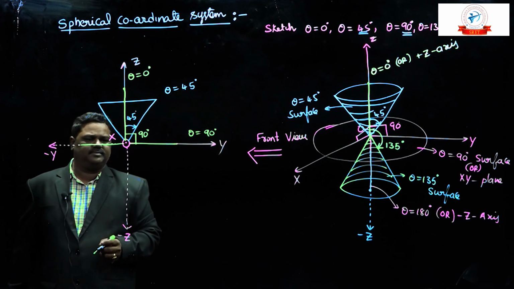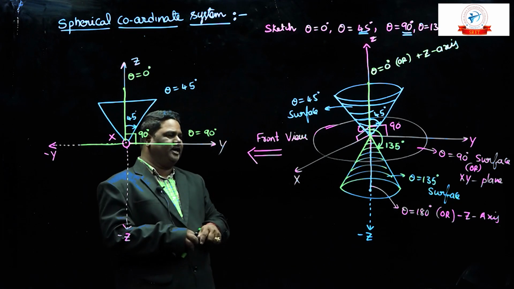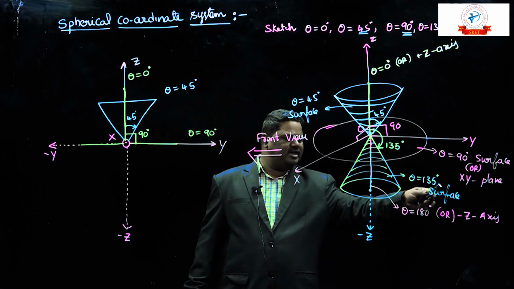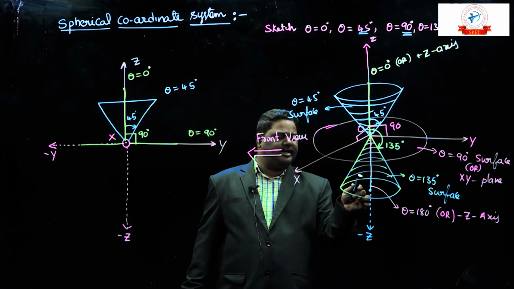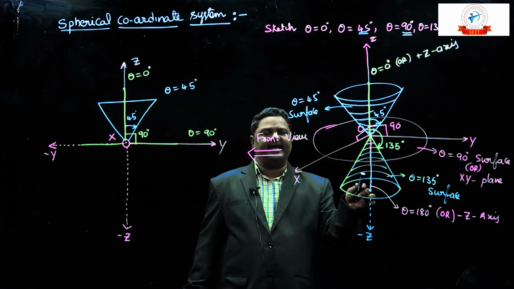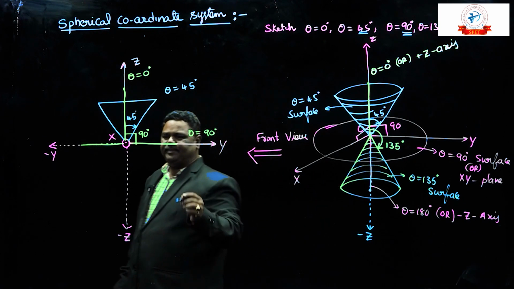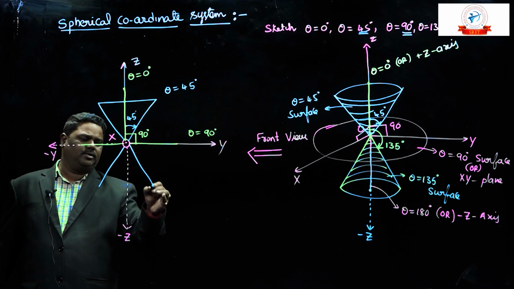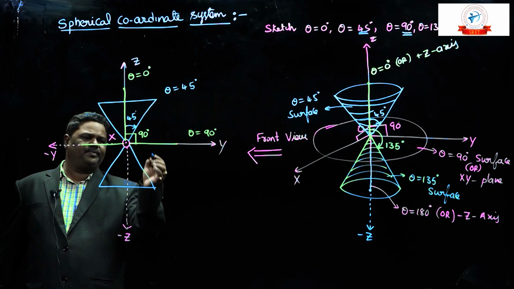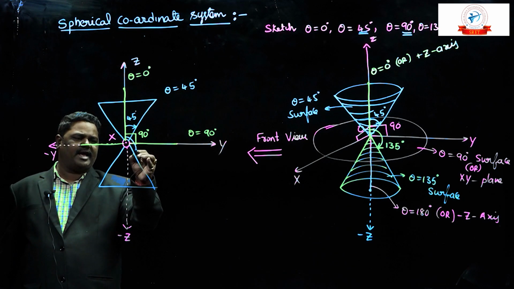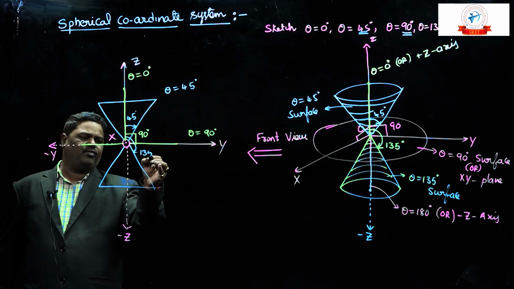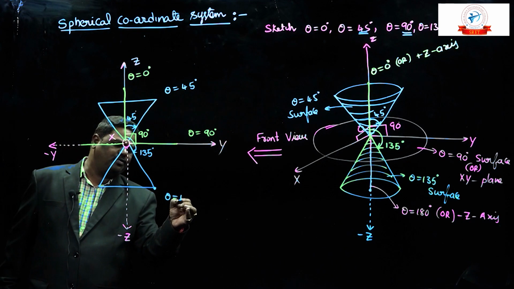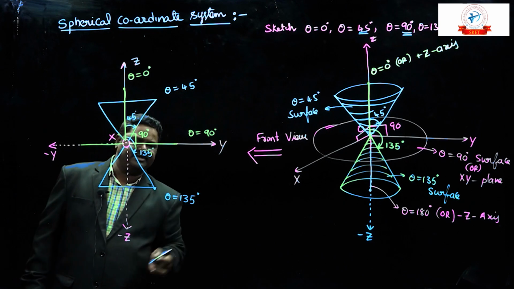Next, similarly, consider this inverted cone, where it is a theta equal to 135 surface. Here in the front view, this cone looks like an inverted triangle, where the cone angle is nothing but 135 degrees. So it is called a theta equal to 135 surface.